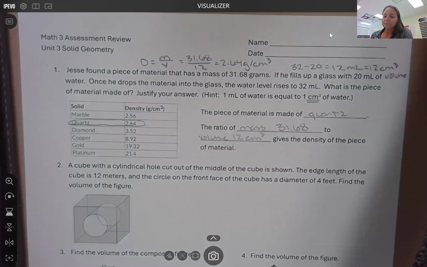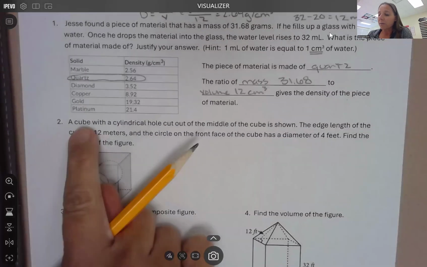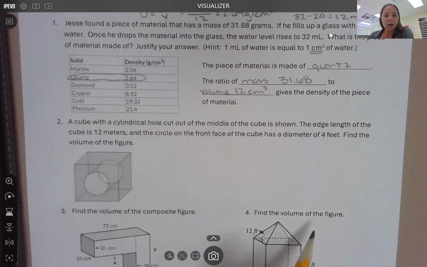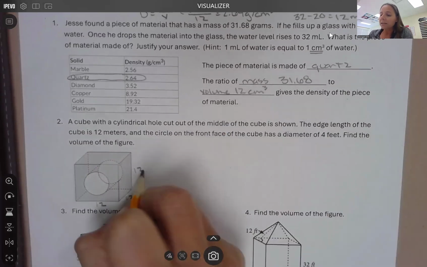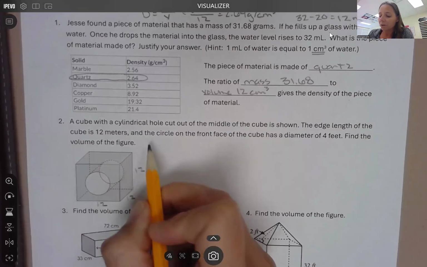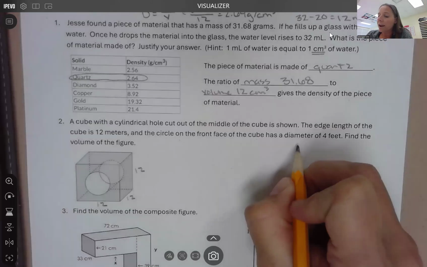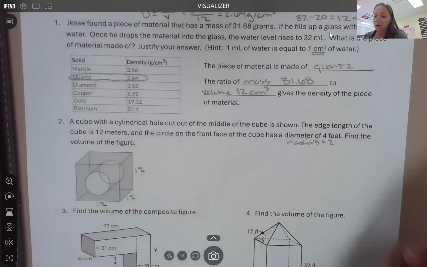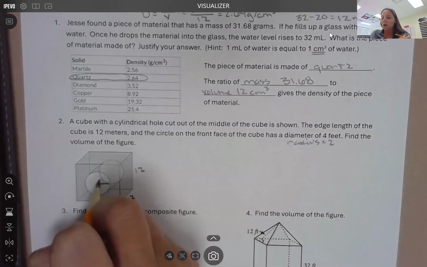All right, moving right along. A cube with a cylindrical hole cut out of the middle of the cube is shown. So you've got a cube. What do you know about a cube? All the sides are alike. The edge length of the cube is 12 meters. So if this is 12, then all of these are 12. And it says the circle on the front face of the cube has a diameter of 4. So wait a minute, if we know the diameter, what else do we know? We know the radius is 2, because all of our formulas use radii. So the radius is 2. I'm just going to draw it halfway.